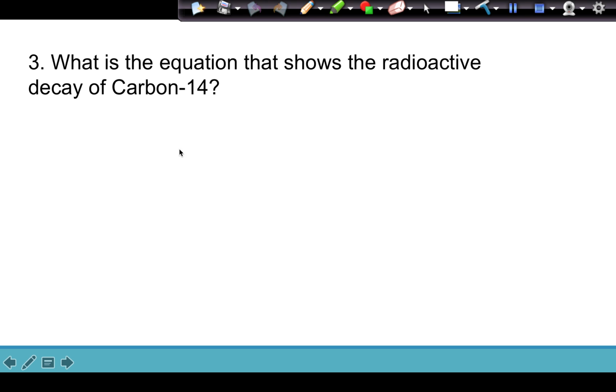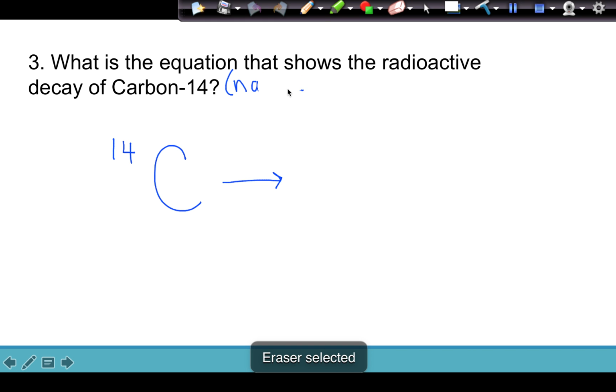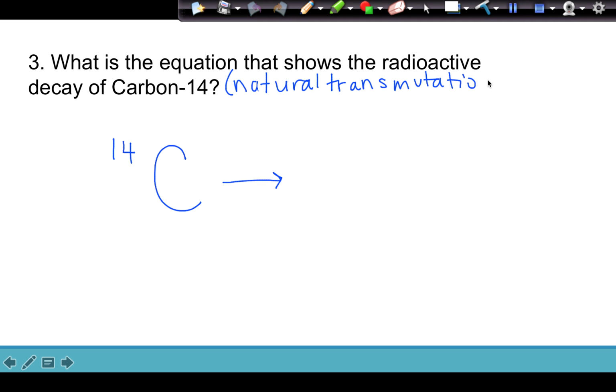So it says, what is the equation that shows the radioactive decay of carbon-14? Remember this is the natural transmutation of the carbon-14. Oops, that's not how you spell natural. Sorry. My brain's going in different directions here. So I'm going to give you a second here to look on table N and see if you can remember how to put in these two things.